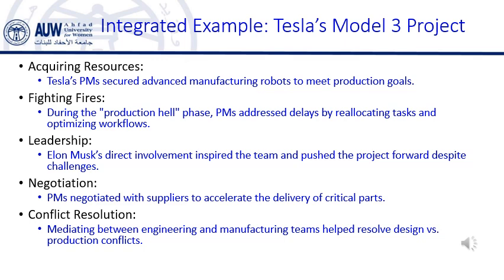Making tough decisions. There were moments when tough decisions needed to be made, such as prioritizing automation versus human labor. Musk, along with the PMs, had to make these decisions to keep the project moving forward.